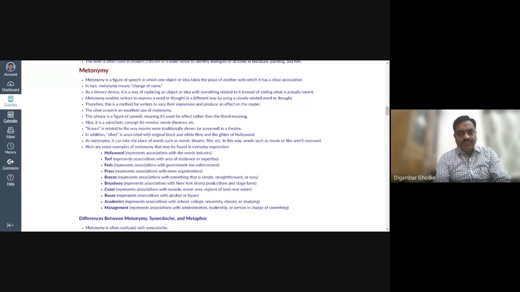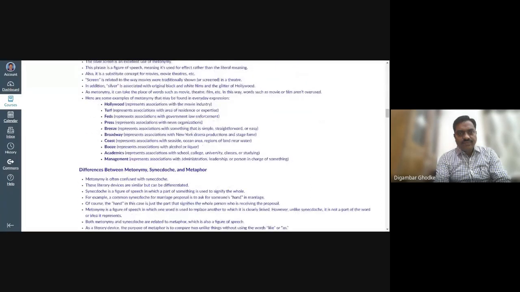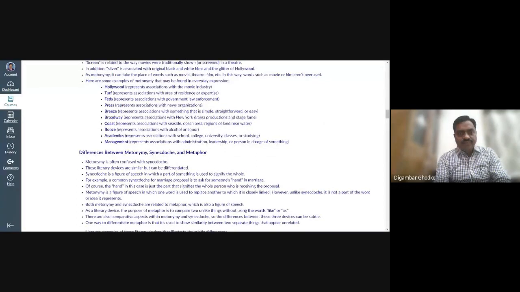Then press is a very famous term. Press represents associations with news organizations. Okay, Press Trust of India, for example. So this is how we understand metonymy. Academics is one more term. You can go through the list. There are many other terms.